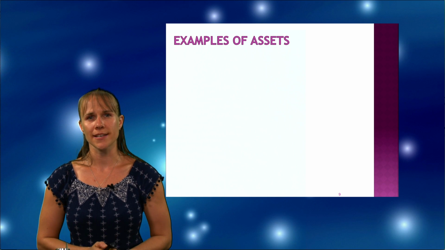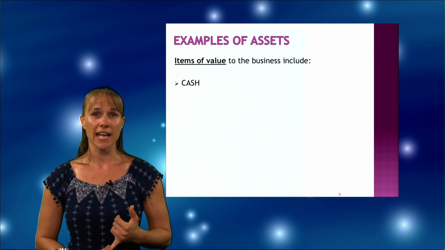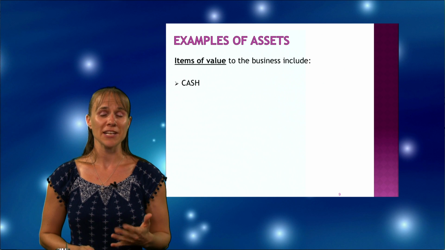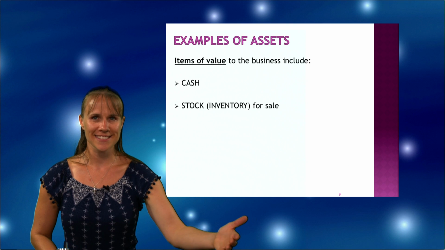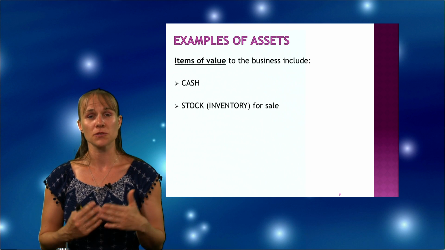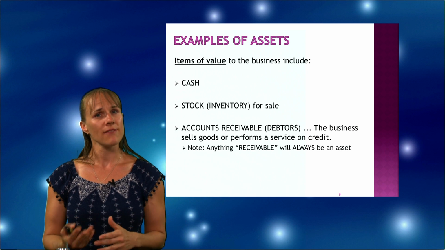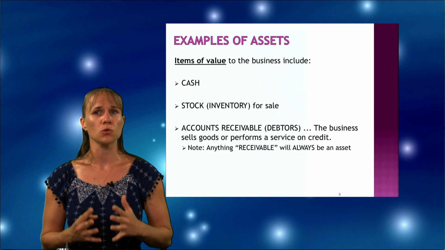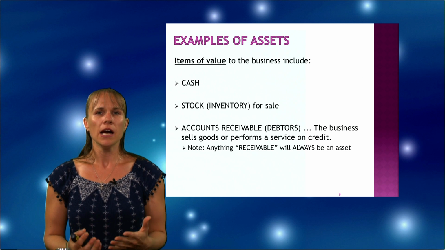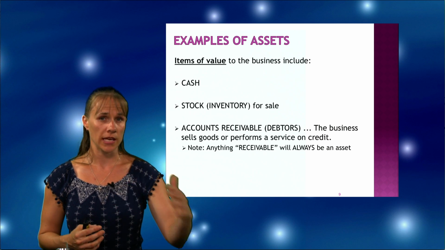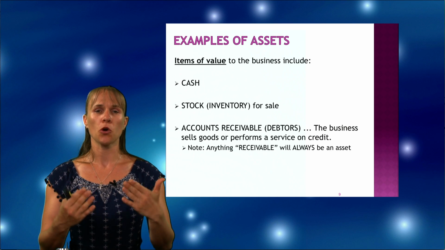Some examples of assets for you. Items of value to the business can include things like cash. Okay, we all want plenty of cash, and we know cash is valuable to us as well. Inventory that we're going to sell, that's also an item of value, because obviously if we're going to sell it, it's going to make us some money. Then we have accounts receivables, which can also be called debtors. So an accounts receivable comes up when, as a business, we either sell a good or we perform a service, and we do those things on credit.